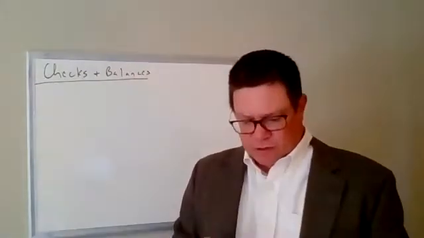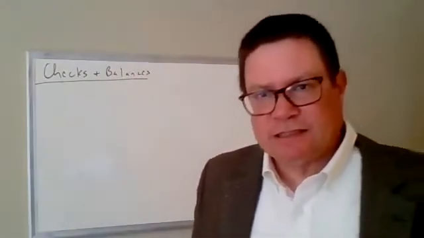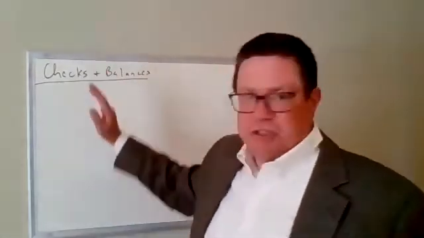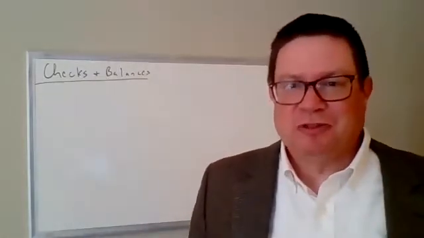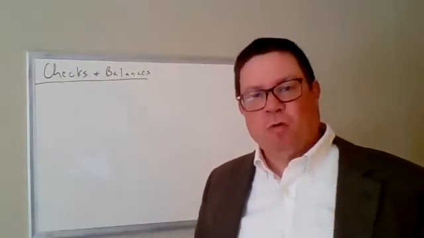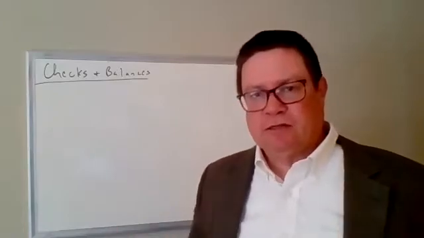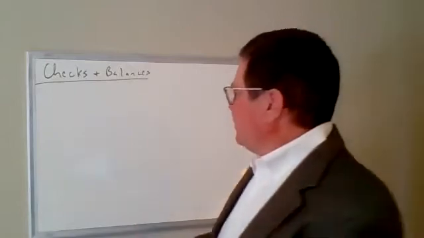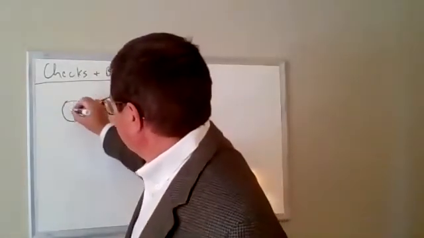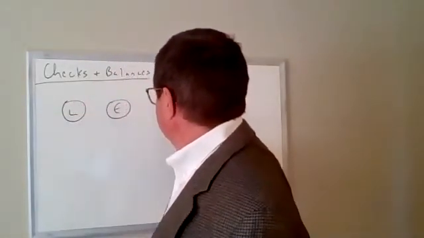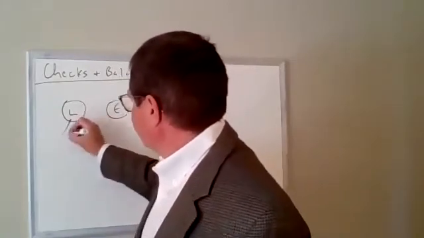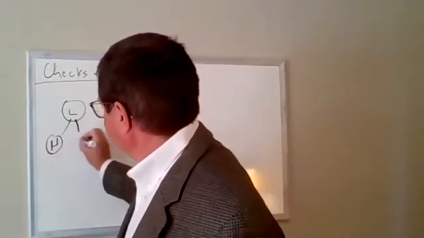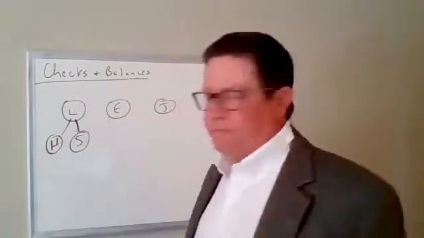Now, oftentimes when we talk about checks and balances, we focus mostly on the checks, but I also like to take a look at the balances here because they are just as important in understanding this division of power within American government. So what we see is we have our three branches of government. We've got the legislative, executive, and judiciary. The legislature is divided up into the House and the Senate.